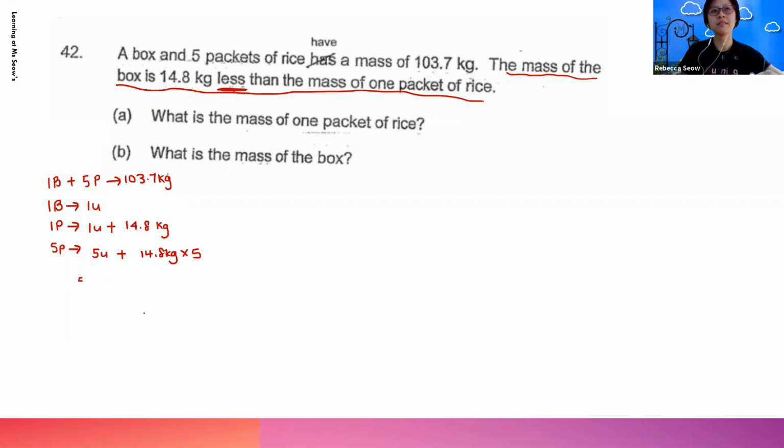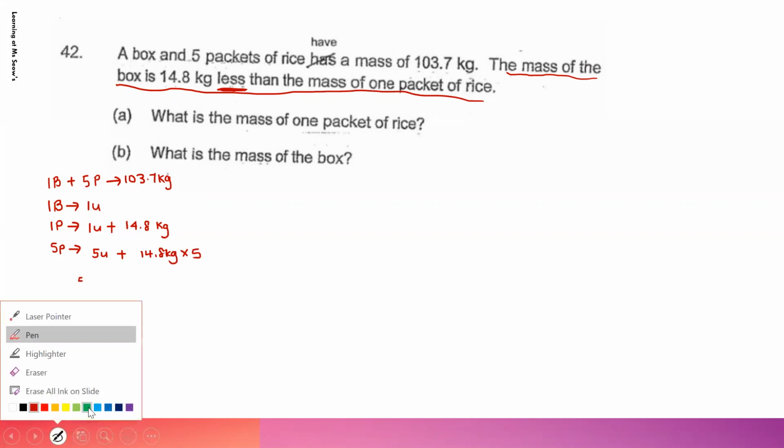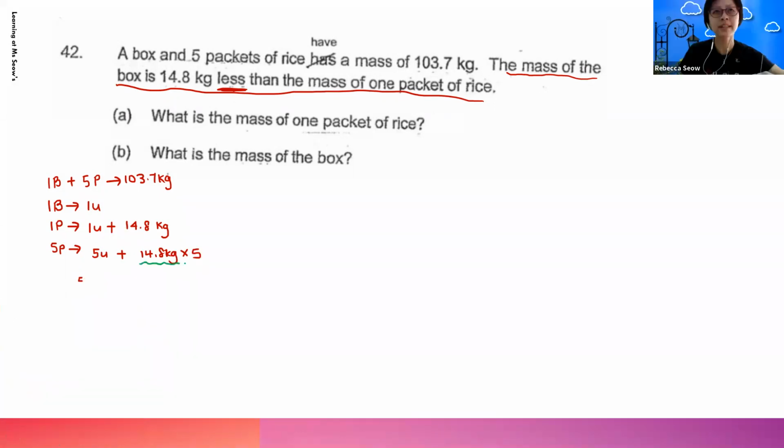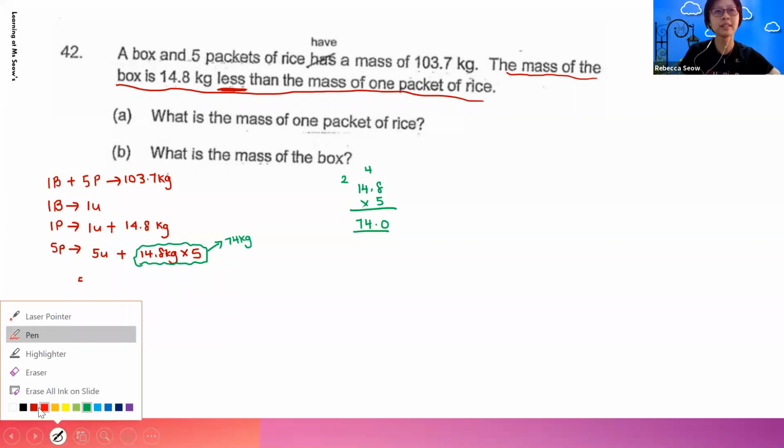Okay? Now, it's kind of weird to leave this hanging here, but what I'm going to do is work this out so we get a nice number. So 8 times 5, 40. Put a decimal point. 4 times 5, 20, plus 4, 24. 1 times 5, 5. 5 plus 2, 7. So you will get 74 kg. This will be 74 kg. Okay, and I'm going to rewrite it at the bottom.